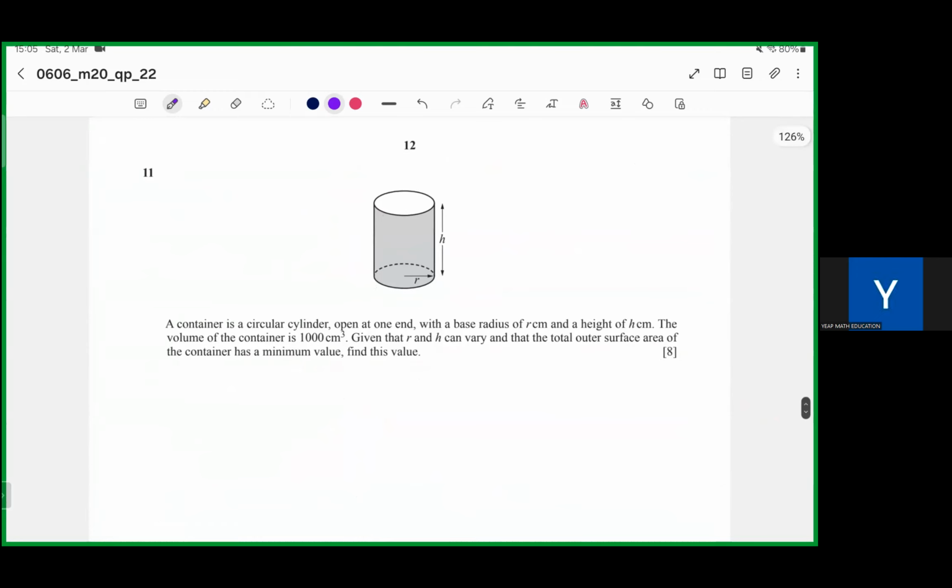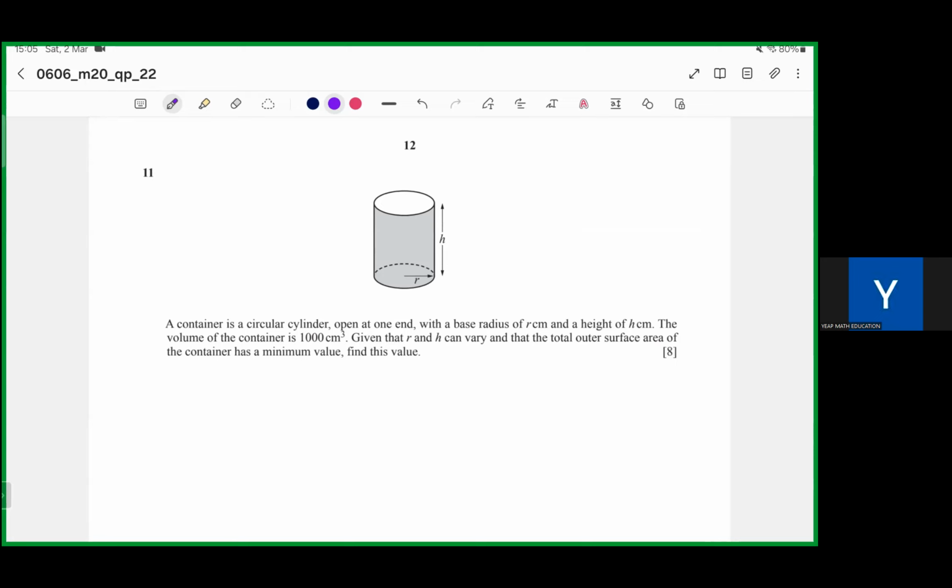Okay, a container is a circular cylinder open at one end with a base radius of r cm and a height of h cm. The volume of the container is 1000 cm cubed. Given that r and h can vary and that the total outer surface area of the container has a minimum value, find this value.